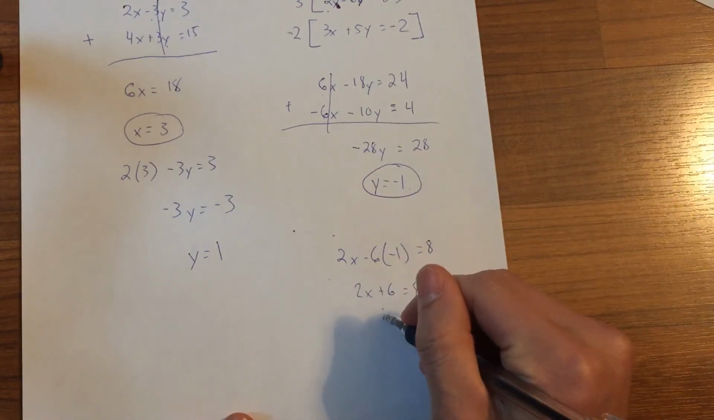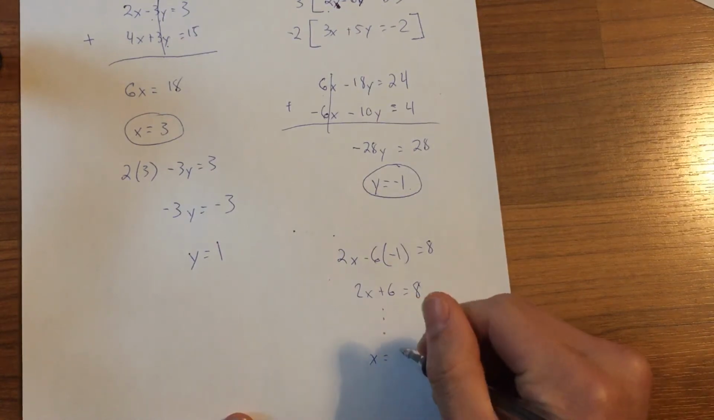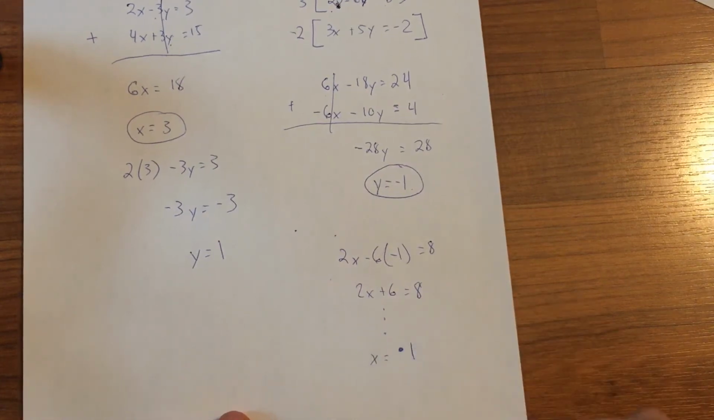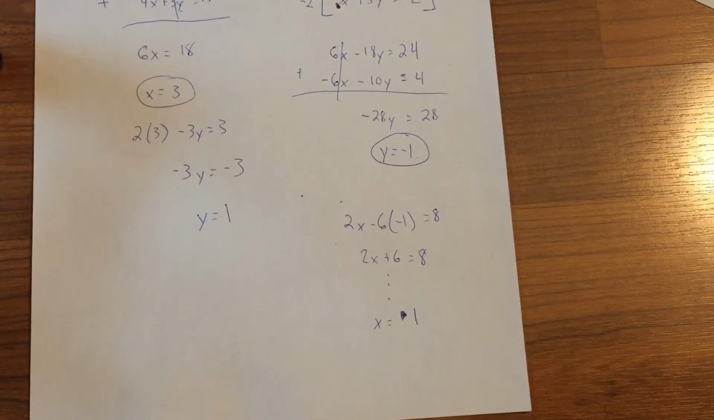Yada, yada, yada, that means you guys can figure it out on your own, but we would end up with x equals 1. Alright, that's just a scribble. x equals 1. Alright, so that's how we solve our system of equations.